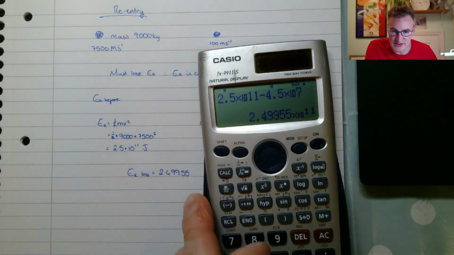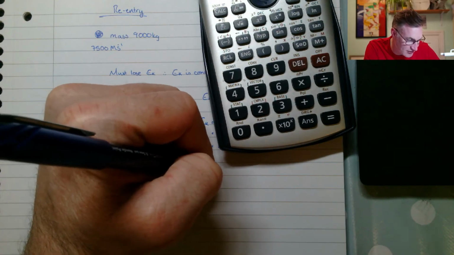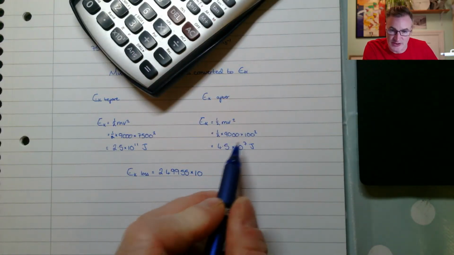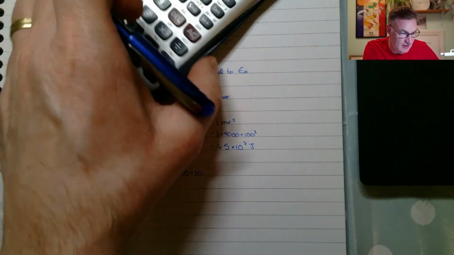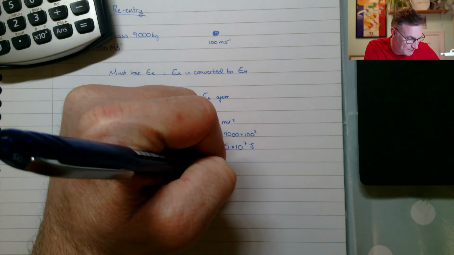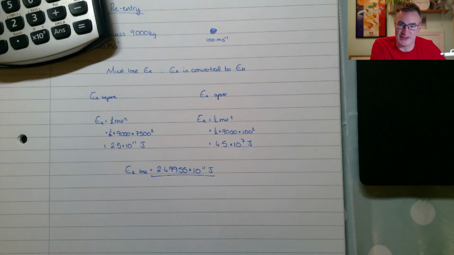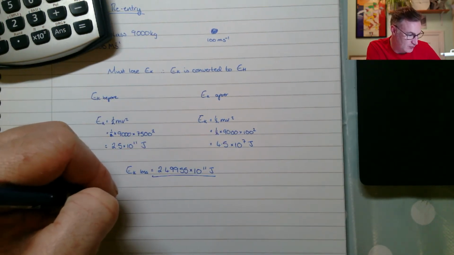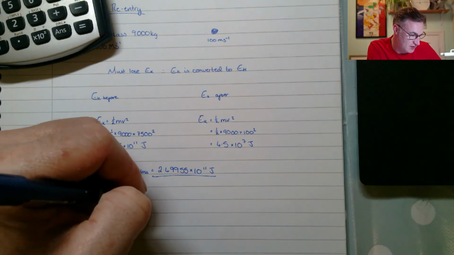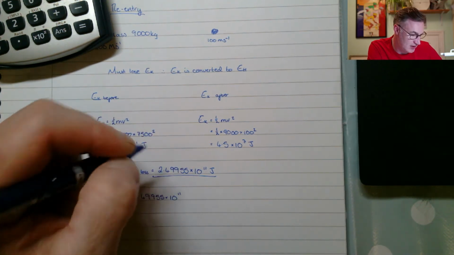I'm going to leave this as a big, unrounded number, because this energy is so much smaller than this energy, and I want to get the accurate amount if we're going to take it to the next step. So it's lost this amount of energy, and that energy has had to have gone somewhere, and this is being converted into heat energy. So we will now have a new heat energy of this 2.49955 times 10 to the 11.